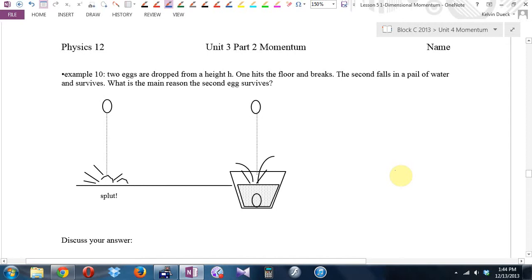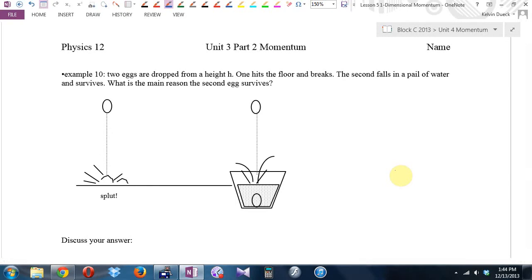Example 10. 2 eggs are dropped from a height h. One hits the floor and breaks. The second one falls in a pail of water and survives. What's the main reason the second egg survives? Using principles of physics. Convince me.